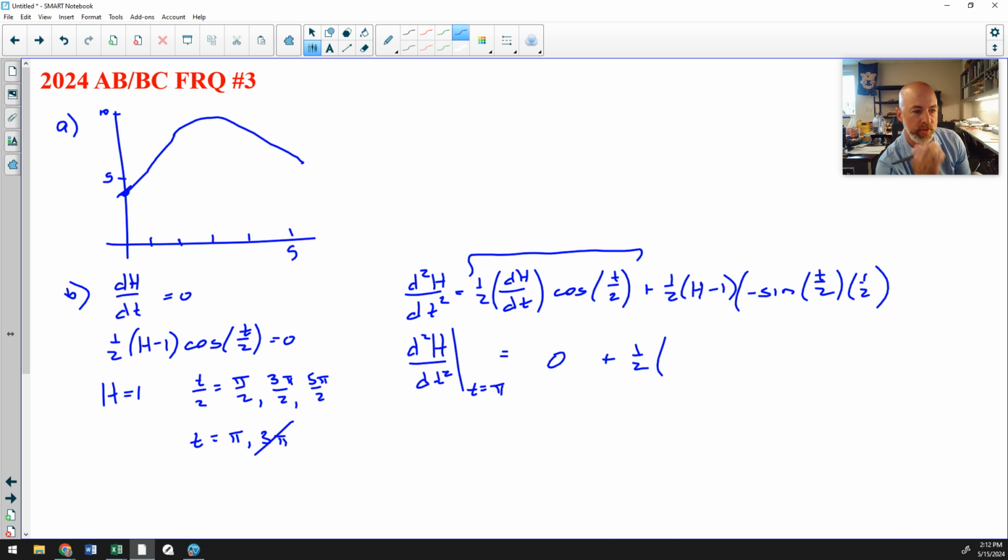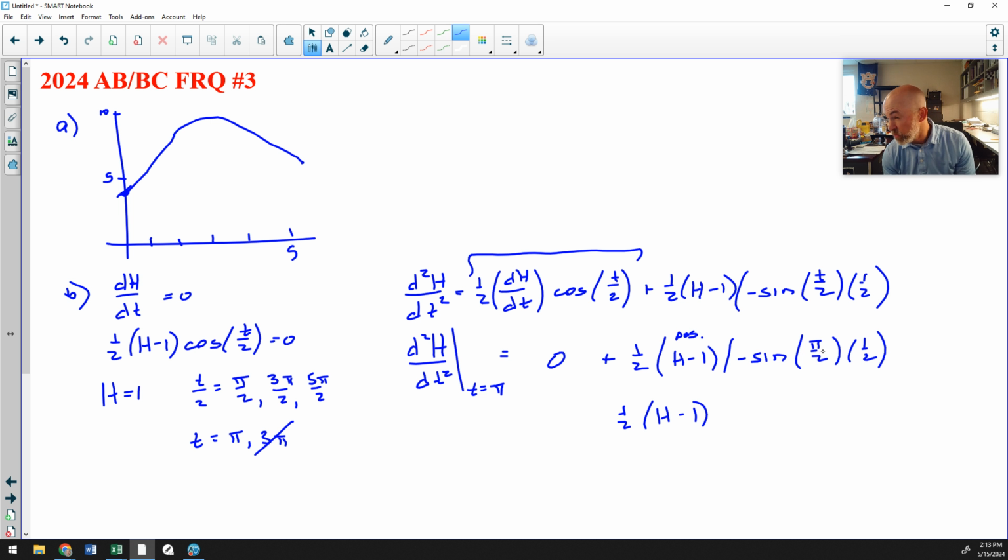Let's see, they always tell you in the prompt, in the question, that h is greater than one. So h minus one, if h is greater than one, is going to be something positive. And then I'll have the negative sine of pi over 2 times 1/2. And we end up with 1/2 times h minus 1, which is positive, and sine of pi over 2 is 1, times negative 1/2. That will always be less than 0 because I have 1/2, which is positive, h minus 1, which is positive, and negative 1/2, which is negative.